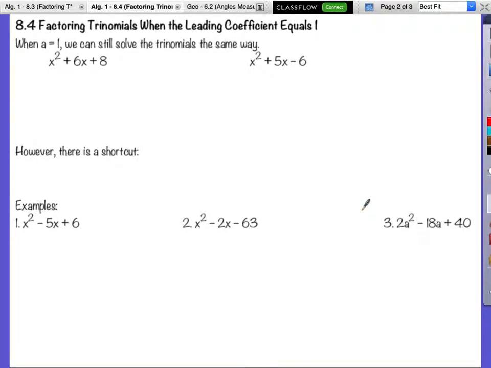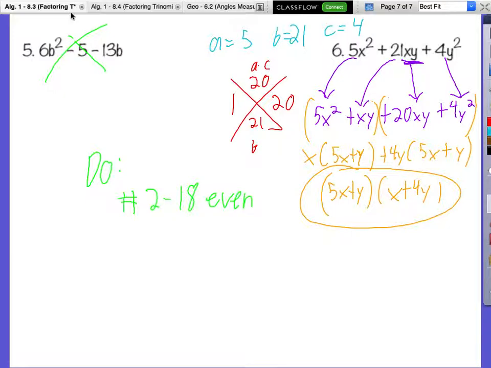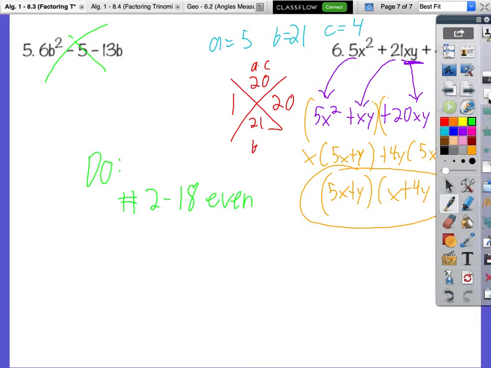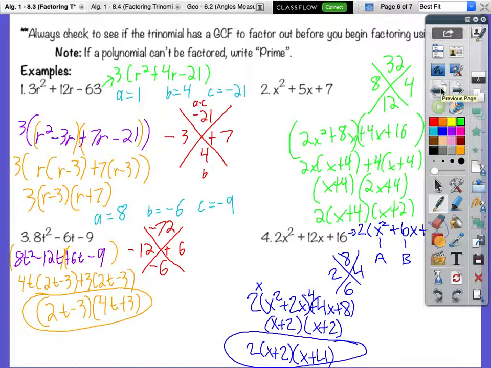So in 8.4, our objective is to factor polynomials when a is equal to 1. Before, in 8.3, the section we did earlier today, the leading coefficient a wasn't 1. On any of them we had before, the a was not 1. If we go back here and recall, here a was 5 on number 6. On number 4, a happened to be 1 this time.